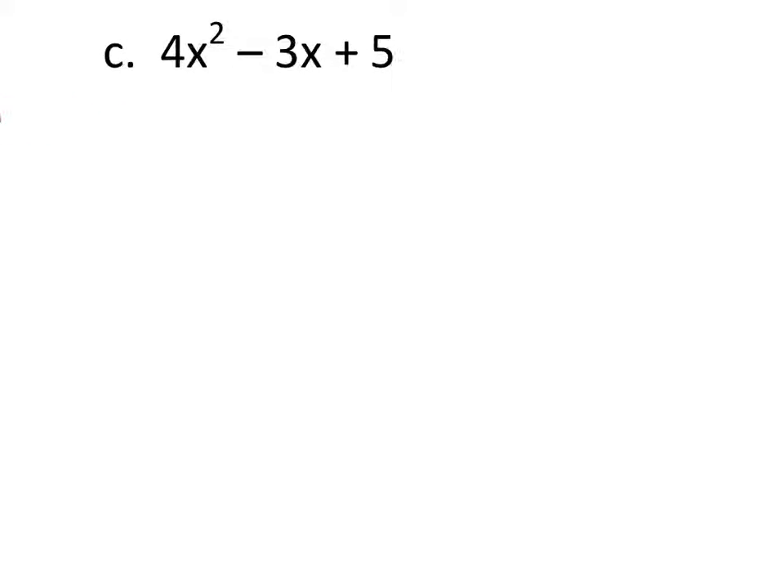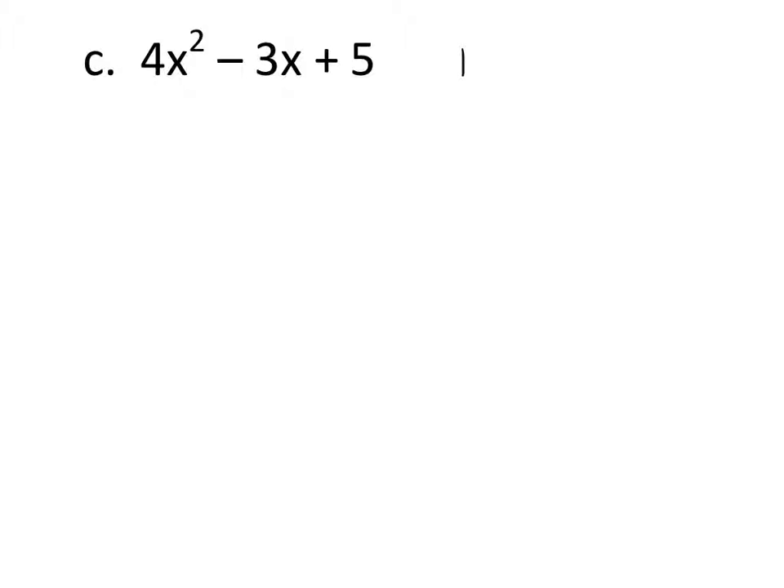Our next question, try the same thing. Now all three terms do not have a common factor, so we cannot do that part. So we'll go right to factoring by grouping, and we'll say we need two factors that have a product of 4 times 5, so 20, and a sum of negative 3.